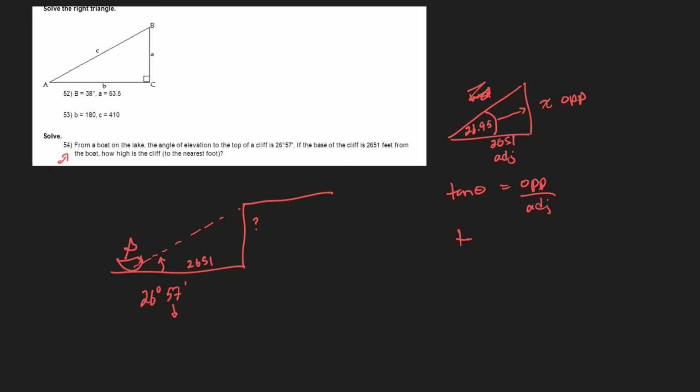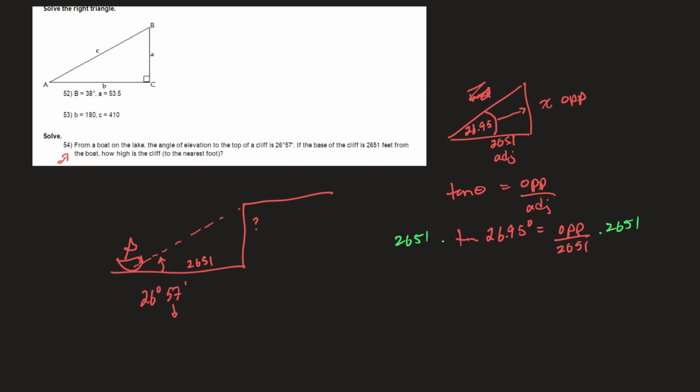Okay, so the tan of an angle, oh, I know what the angle is. The tan of the angle, which is 26.95 degrees, is equal to the opposite side, which I don't know, over the adjacent side, which is your 2651. So I need to solve for opposite, so I'm going to multiply this side by 2651 and multiply this side by 2651.